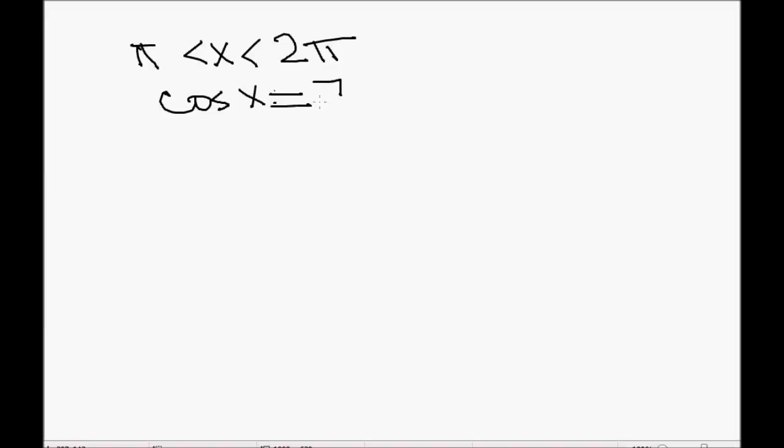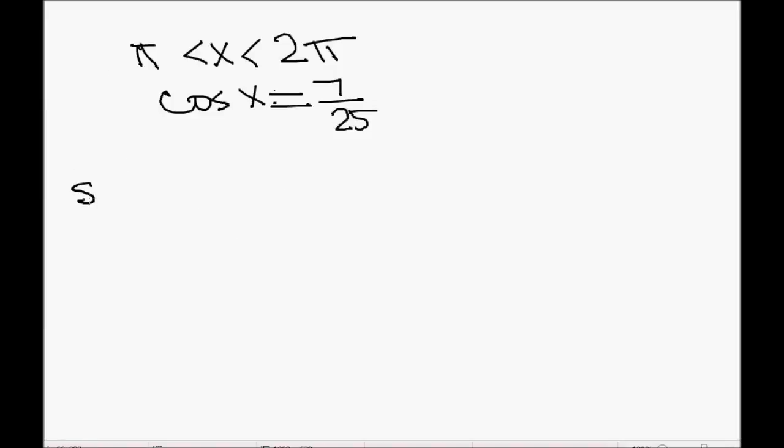Okay, let's now talk about problem number 10. The question is that we have x is between pi and 2 pi, and we're also given that the cosine of x is 7 over 25. And the question is, what's the sine of x over 4?